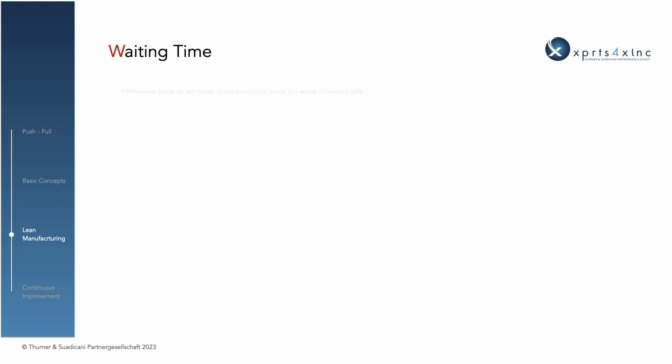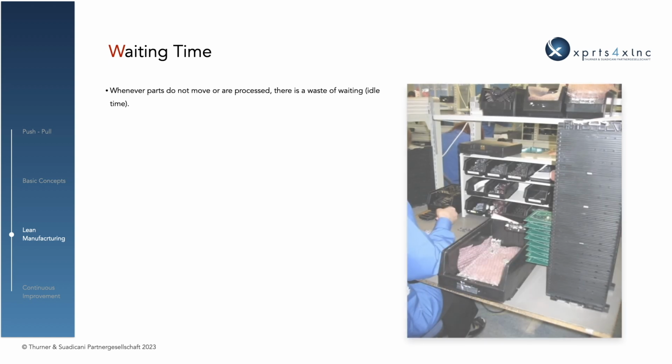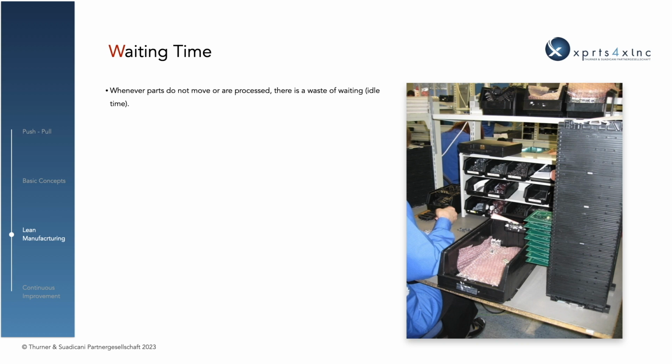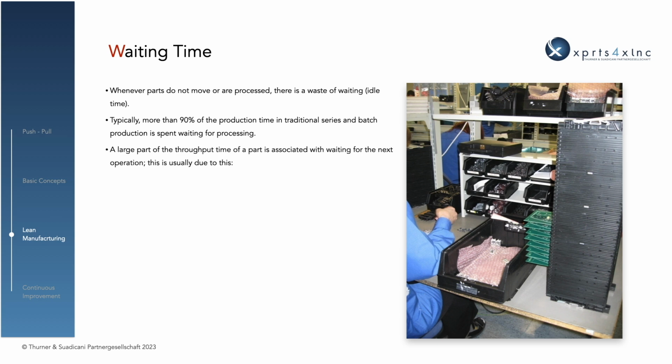Waiting time. Whenever parts do not move or are processed, there is a waste of waiting, idle time. Typically, more than 90% of the production time in traditional series and batch production is spent waiting for processing. A large part of the throughput time of a part is associated with waiting for the next operation. This is usually due to this. The material flow is poor. Production runs, lots, batches, are too long. The distances between the workplaces are too large.